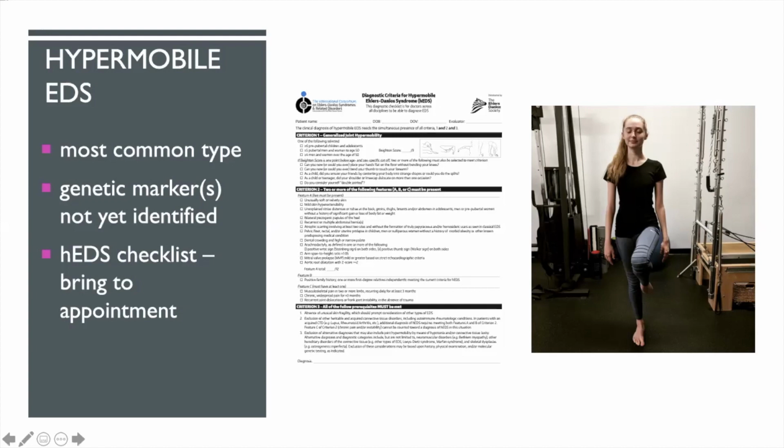And the Beighton score has to do with several maneuvers. Can you touch your thumb to your forearm, which I used to be able to do, but not anymore? Can you bend back your fifth finger more than 90 degrees? How hypermobile are your elbows and knees? And can you touch your palms to the floor with your feet together and your legs straight?